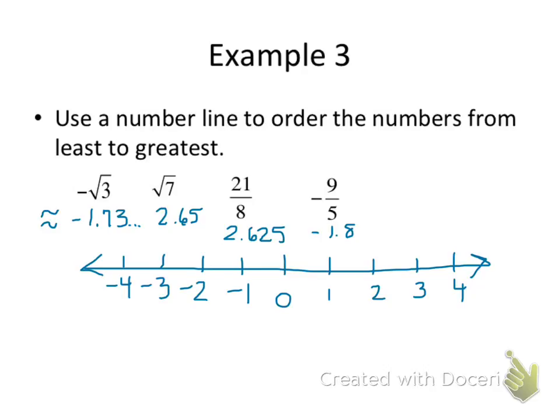So let's say the first one's about right here. 2.65. Wow, 2.625 is going to be just a little on the inside of that. And then the negative 1.8 right there. So least to greatest would be the negative, and put it back in the original form.